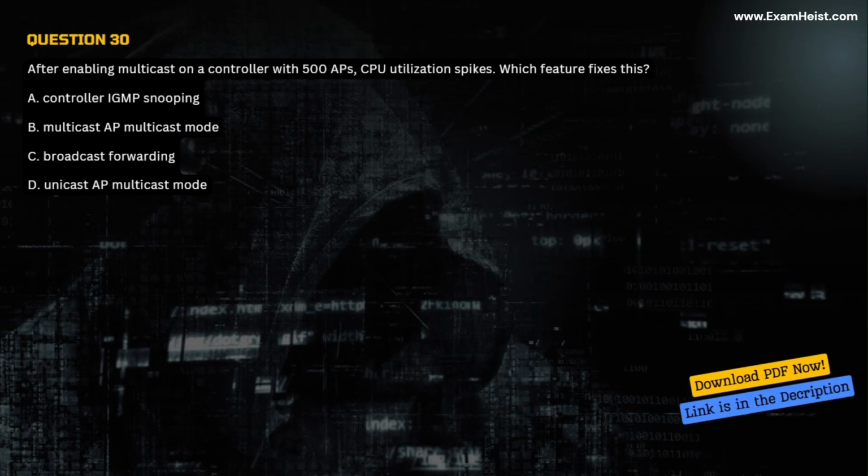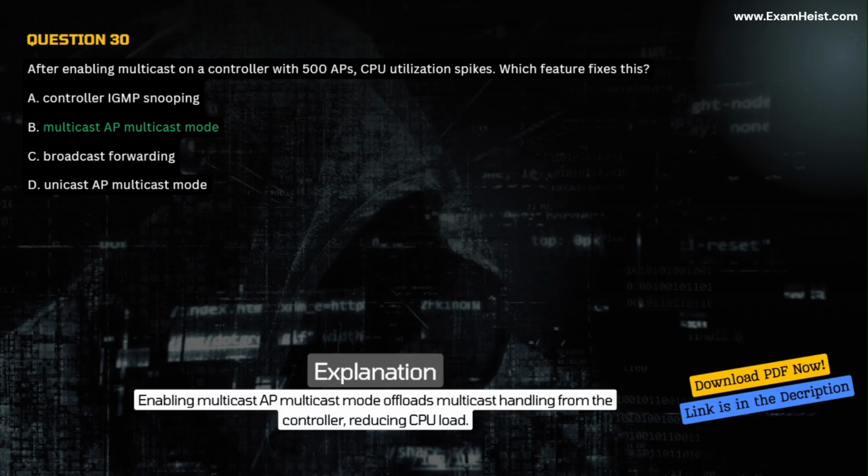Question 30. After enabling multicast on a controller with 500 APs, CPU utilization spikes. Which feature fixes this? A. Controller IGMP snooping. B. Multicast AP multicast mode. C. Broadcast forwarding. D. Unicast AP multicast mode. Correct answer B. Multicast AP multicast mode. Explanation. Enabling multicast AP multicast mode offloads multicast handling from the controller, reducing CPU load.